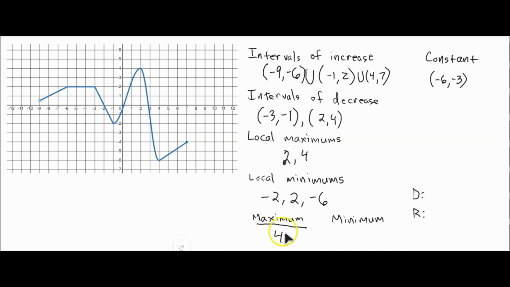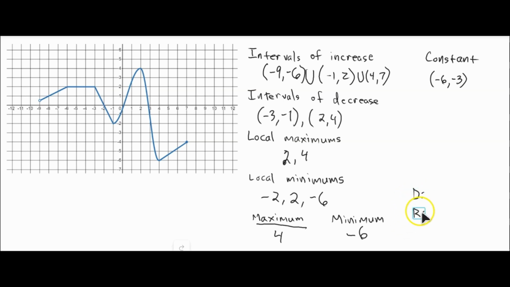And usually the maximum is going to come from the group of local maximums. Same thing for the minimum. It's going to come from the group of local minimums. This is the lowest point of the whole graph right here, which is -6. And so the minimum of the whole graph is -6.